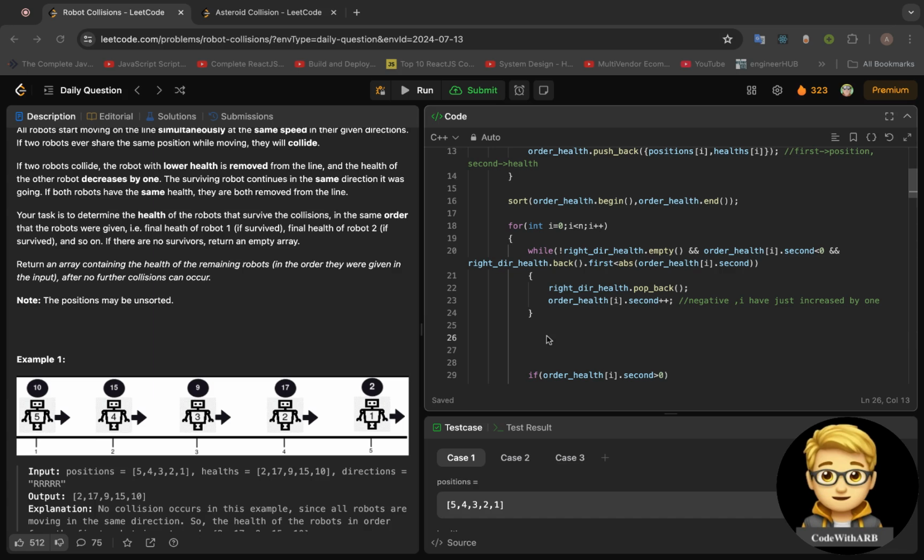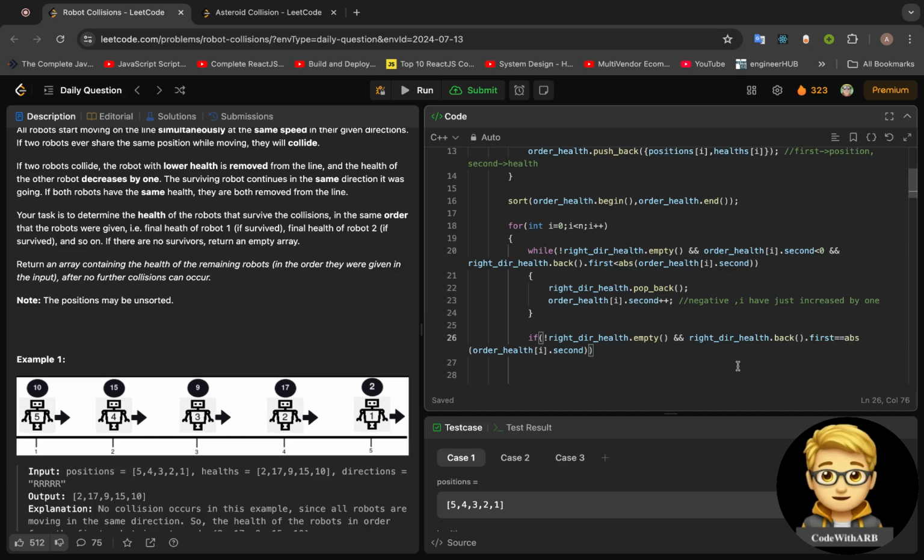And now what will happen after this? There are some cases left. What if the values are the same, right? We have not handled the same values, but what if they are the same? If they are the same, I need to check further cases, right? This is just for when it is less than. So I need to check again that if the right direction health is not empty, and the values are equal, right?